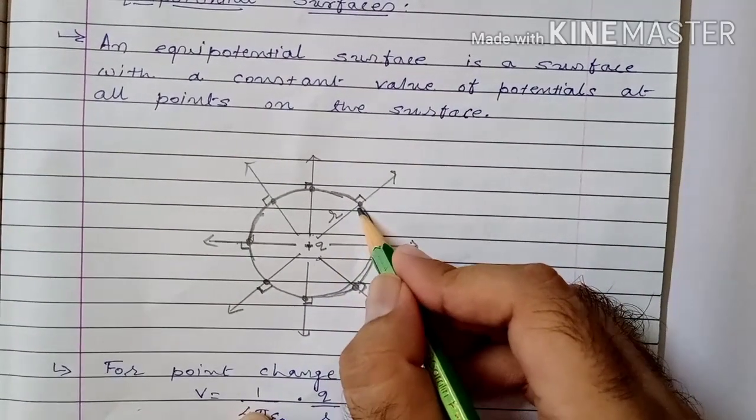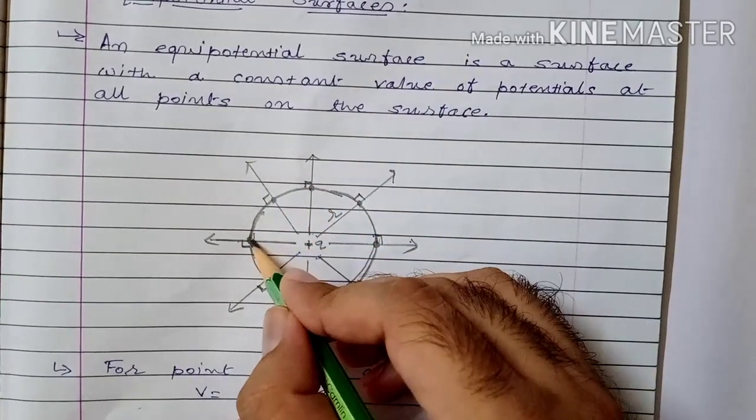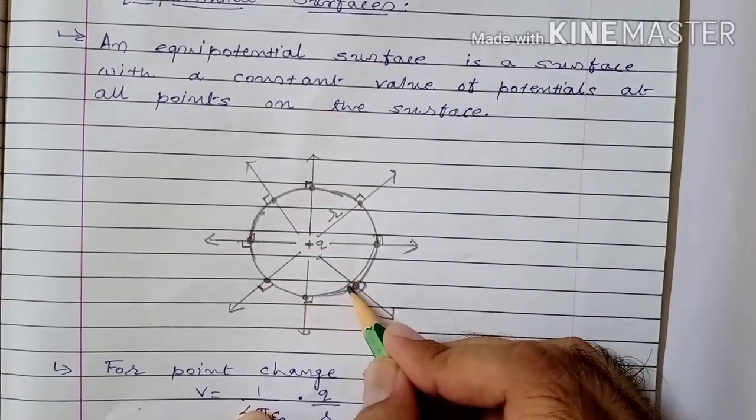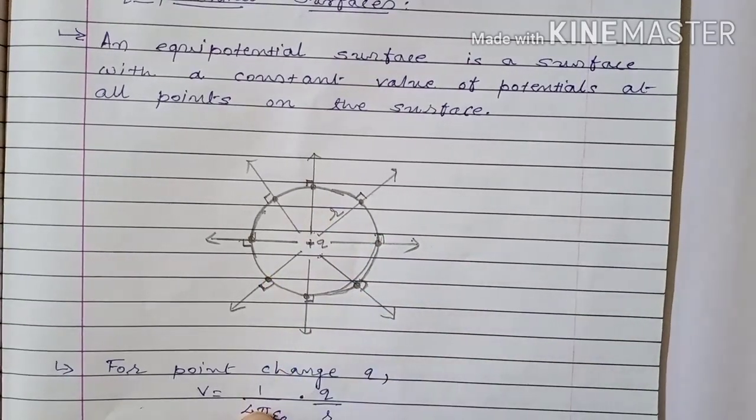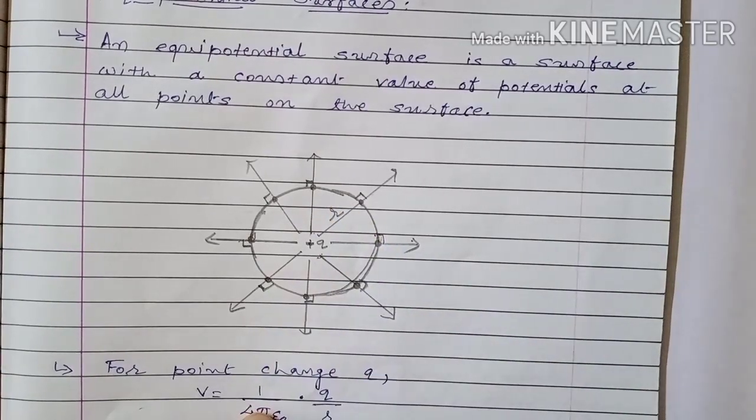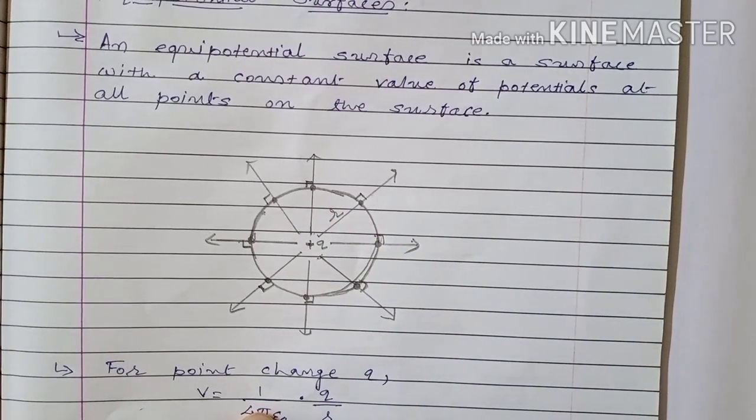So if you think of this point, this point, or this point, at each and every point on this surface the potential is the same. Therefore this type of surface is called an equipotential surface.